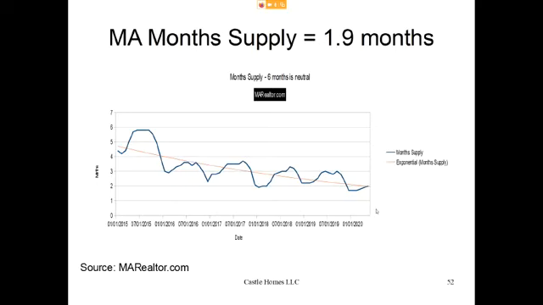Okay, and month supply is at 1.9 months. Again, 6 months is considered neutral. This trend line has been steadily going down for 5 years.